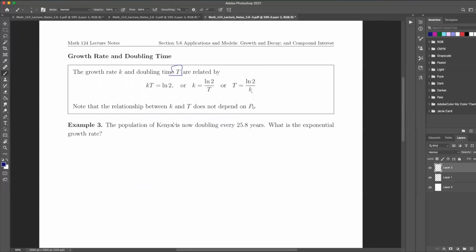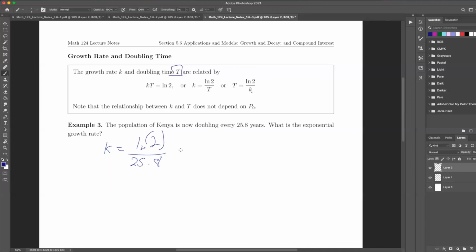So now we'll do something a little bit different. Here I'm going to give you the doubling time. So population is now doubling every so many years. What's its growth rate? And so here, I just want to find what K is. And I know it's ln of 2, and then I know what my doubling time is.